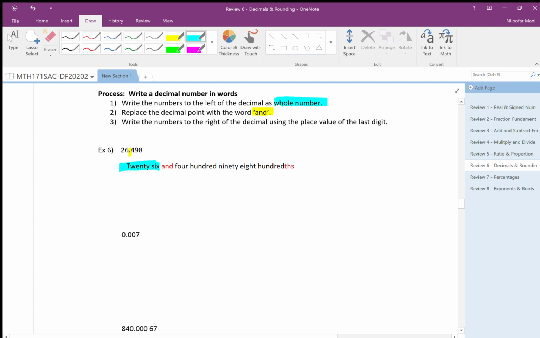Then I do "and." Then I write the number after that. I just write the number to the right of the decimal, using the place value of the last part. I just say 498. Since nothing is after the decimal, I say 498 hundredths, because the last digit is 8. I use the last digit.